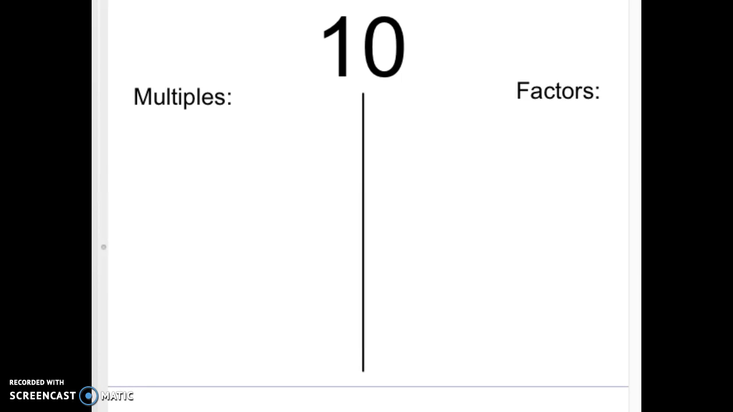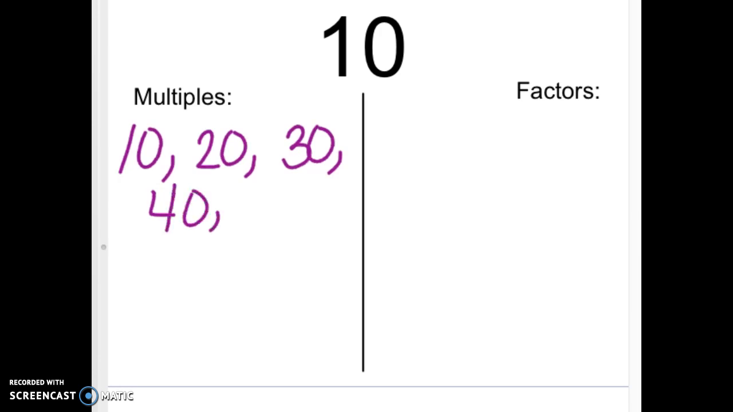If I was listing the multiples of 10, I'm going to count by tens. 10, 20, 30, 40, 50, and I could keep going all the way up. Factors are numbers that multiply to make 10. So when I think of factors, I want to think of factor pairs. What numbers can I multiply together? You can always multiply the number 1 and the number itself. So 1 times 10 is a factor pair.